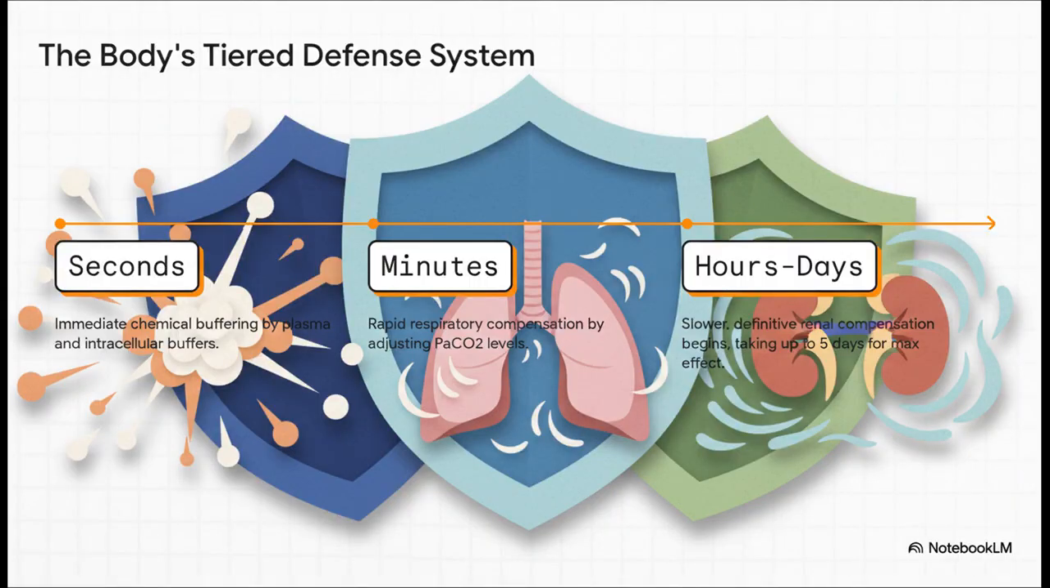The body doesn't just have one trick up its sleeve. It has this beautifully coordinated, time-sensitive sequence of responses. Think of it like a multi-layered shield. The very instant a threat appears, chemical buffers absorb that initial shock. Then, within minutes, the lungs jump in for a rapid, though often incomplete, correction. And finally, the kidneys begin their slower but much more powerful work to definitively restore that delicate balance.